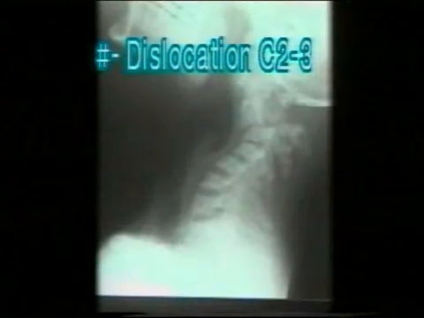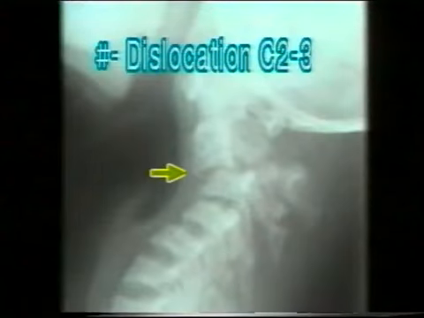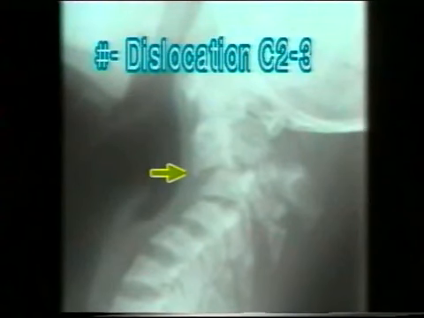This X-ray shows a fracture dislocation of the second and third cervical vertebrae. A close-up view shows the fracture of the spine of the second cervical vertebra and anterior dislocation of its body over the third cervical vertebra. This is a fracture dislocation of C2-3. Now we will come to the thoracolumbar spine.